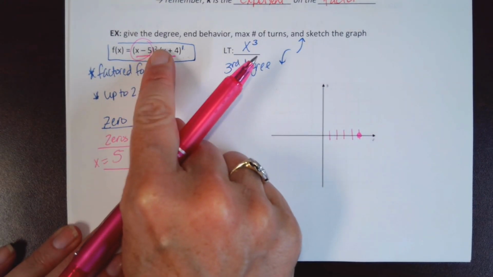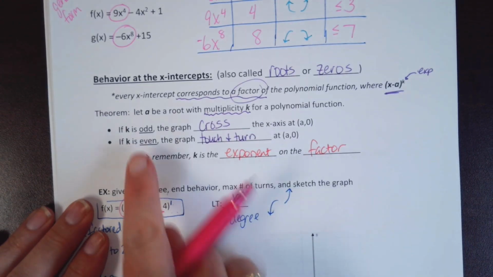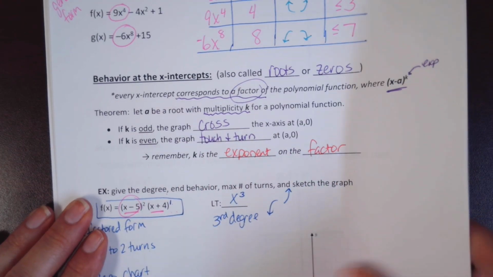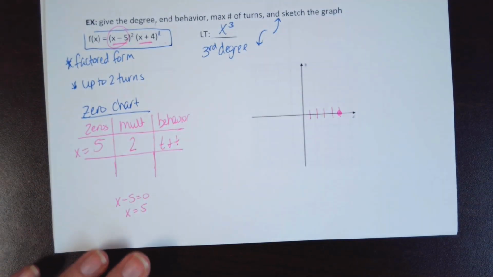The multiplicity on that factor, the exponent on that factor, is 2. 2 is an even number. So that means that at that factor, my graph is going to touch and turn. So when I get to x equals 5, my graph is going to touch and turn.